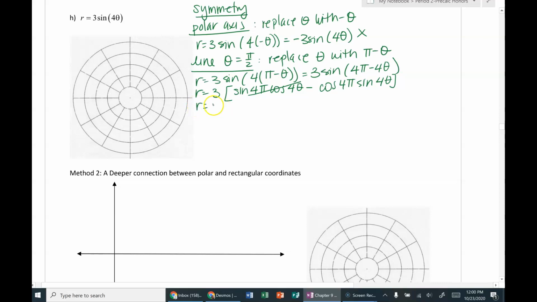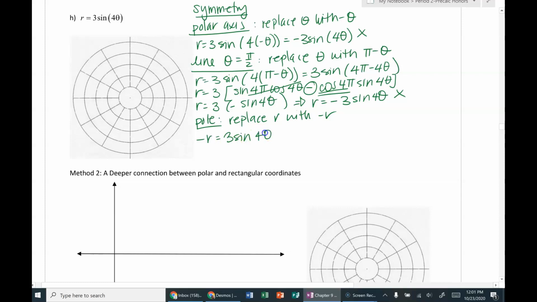So r equals 3 times negative sine of 4 theta. Because remember, this is positive 1, but this is a minus sign, so that stays. So this is r equals negative 3 sine of 4 theta. Again, not the same as the original. Currently, both of them are not symmetric. Last one is your pole. So the pole is replace r with negative r. Immediately, as you can see, none of this is working.